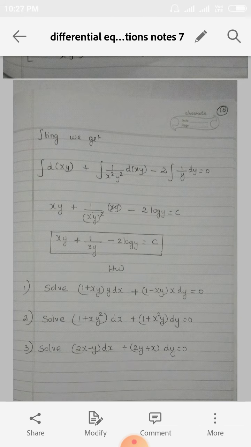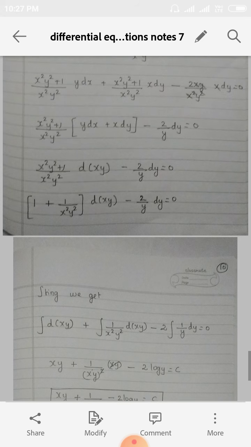Now the homework sums are given. The first sum is a Note 2 method, that is in the form of f(x,y)·y dx + g(x,y)·x dy. The second and third sums are of homogeneous type. Just try all the problems, girls, just go through the sums.